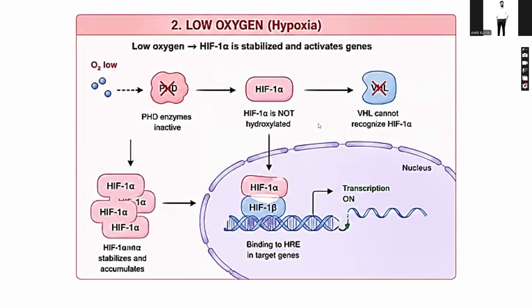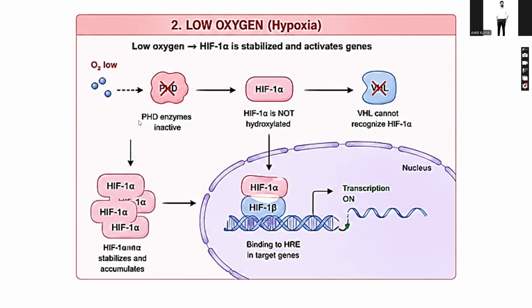Now, coming to the second part, when there is low oxygen, so if cells sense a low oxygen, that is called hypoxia. So HIF-1 alpha is stabilized, and that will activate the hypoxia responsive gene. So let's try to understand these things here. So when oxygen level decreases, the situation changes completely. Right. So now what happens?